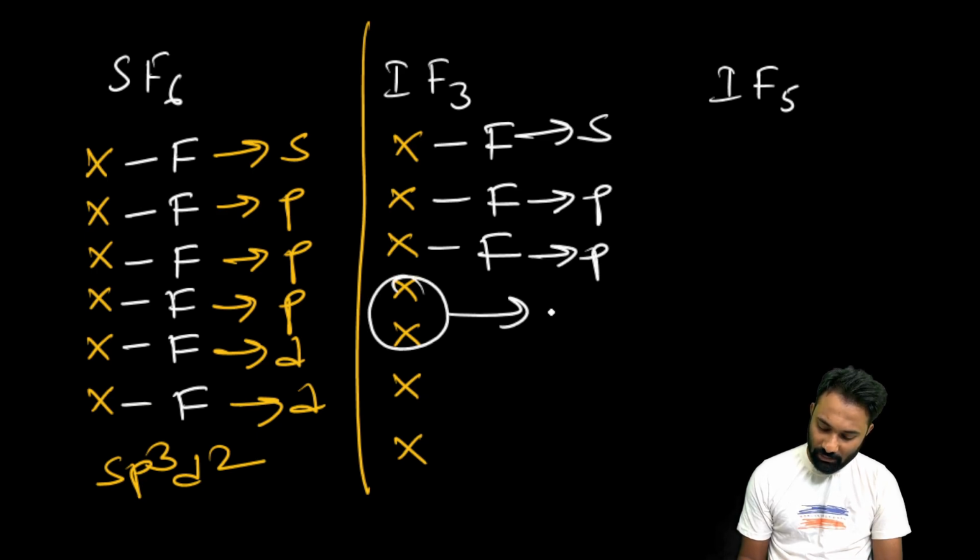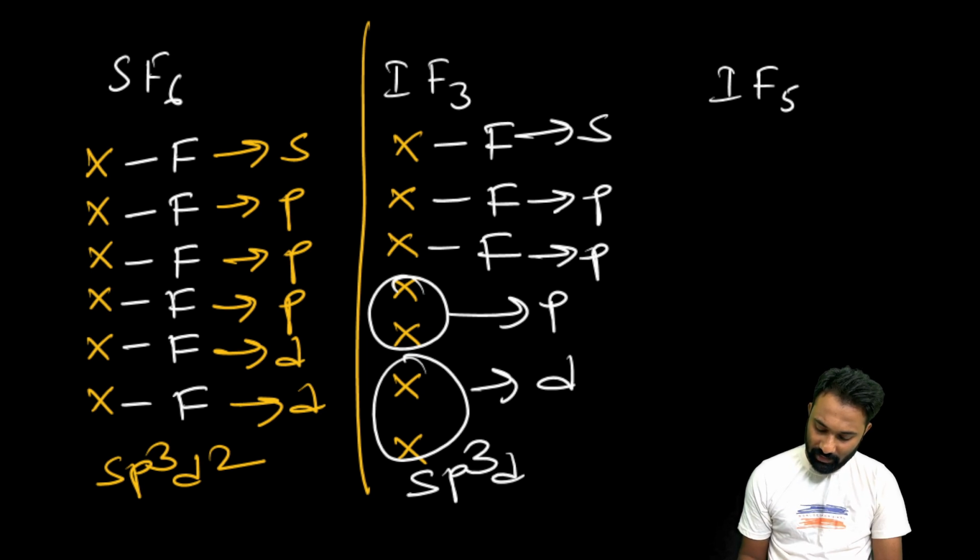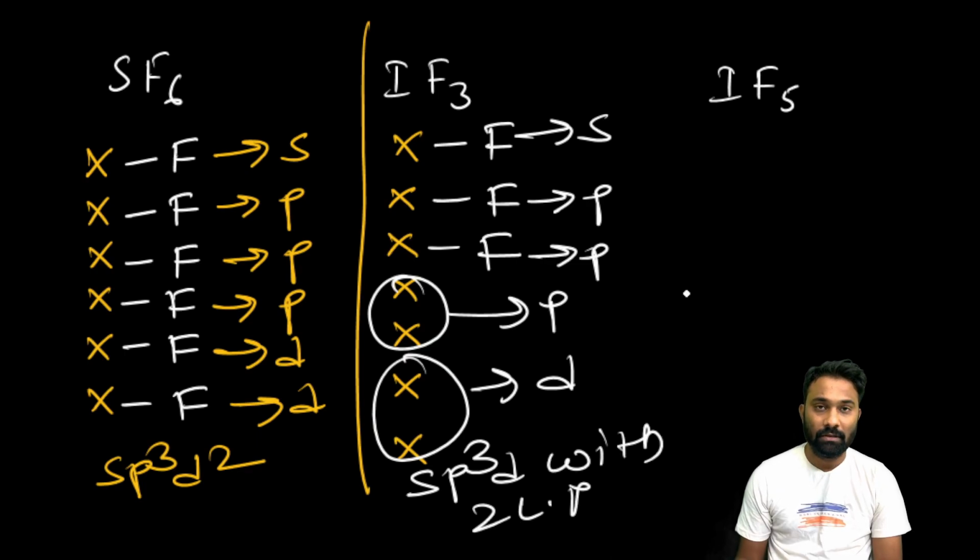Now 2 valency electrons. Now 4 valency electrons have not participated in the bonding, which we call lone pairs. So 2 lone pairs. Now what is the hybridization of IF3? sp3d with how many lone pairs? 2 lone pairs.